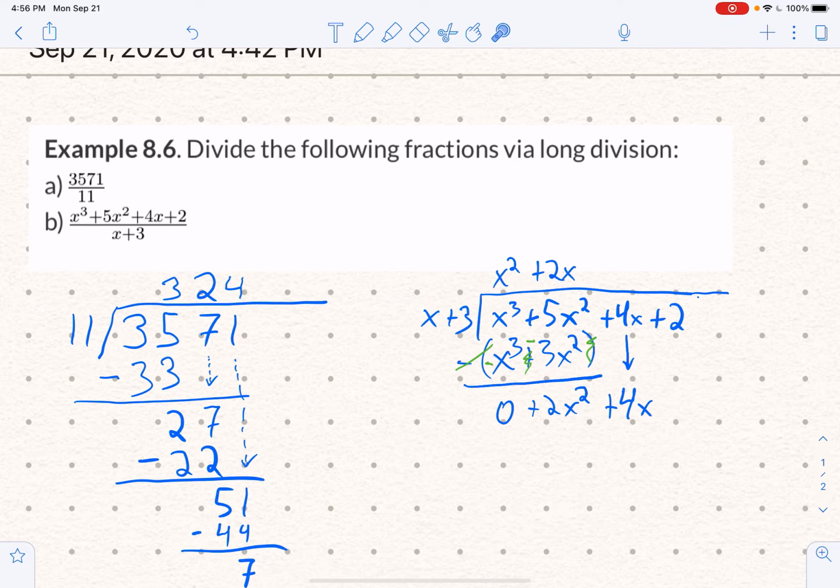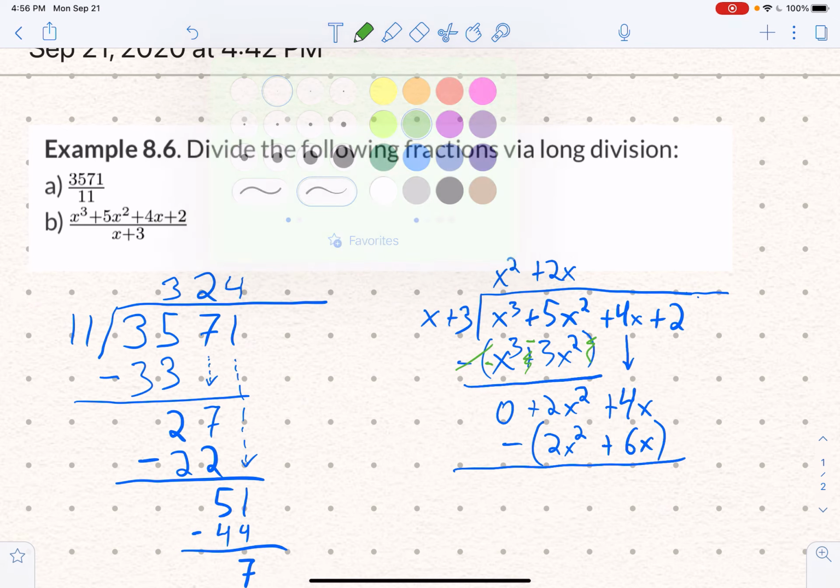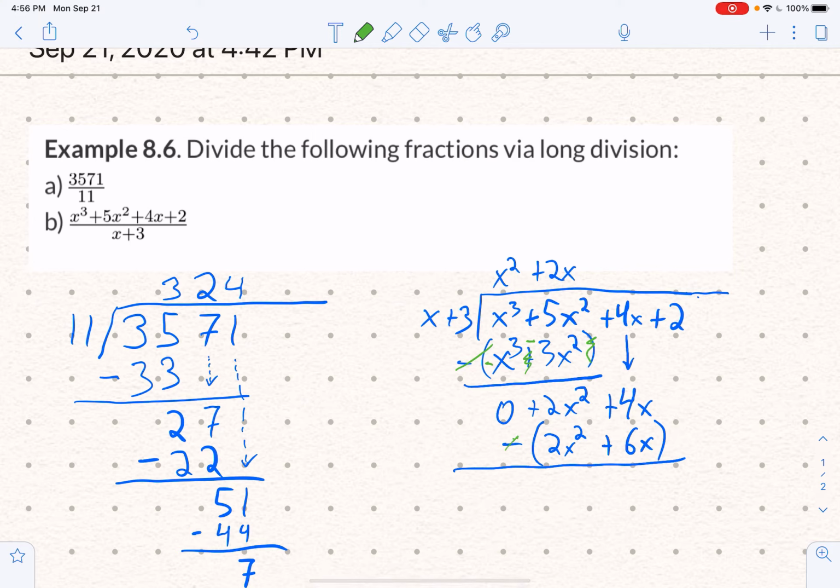Next step, we take that number, we multiply it by this entire thing, both terms, and we put the result underneath. So 2x times x is 2x squared. 2x times 3 is plus 6x. Well, now that step is done. And then next step, we make the whole thing negative. That is, we multiply by -1. Now, once again, I'm going to go ahead and distribute that negative through. So I get rid of that. I make that a negative 2x squared, make that a negative 6x, and get rid of that guy.